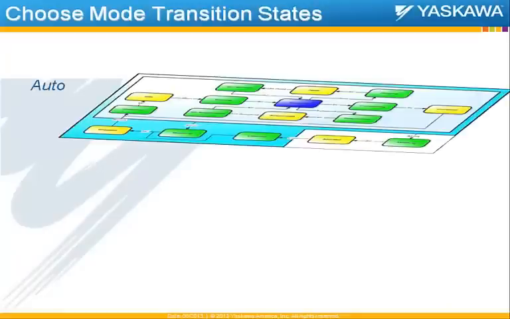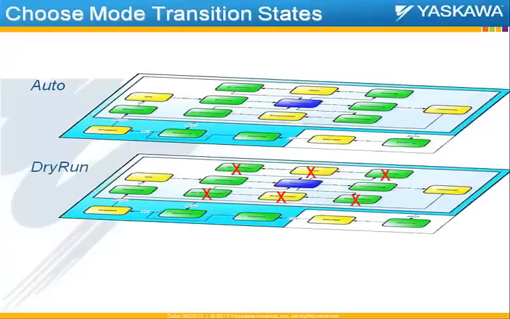Next is to choose the mode transition states. And although there's some common ones, again, it's up to you. So let's say that we have an auto mode in our project here, and all of the states are active. And then we also have another mode, and we'll just name it dry run. But in this case, we can choose to disable some of the states within that mode. We're going to disable our suspending branch and our holding branch because we're really not running any real product. So this is just a test run.